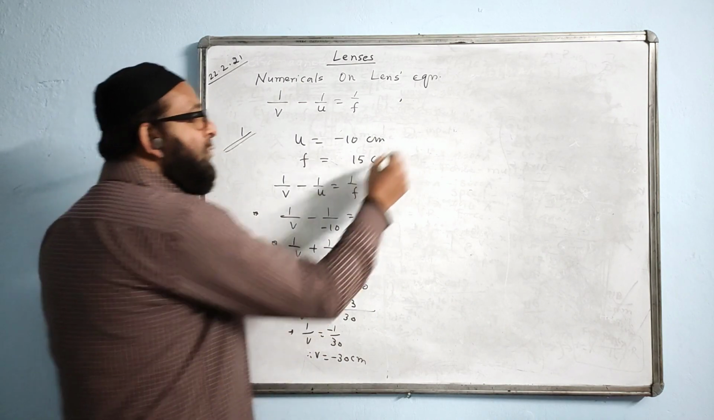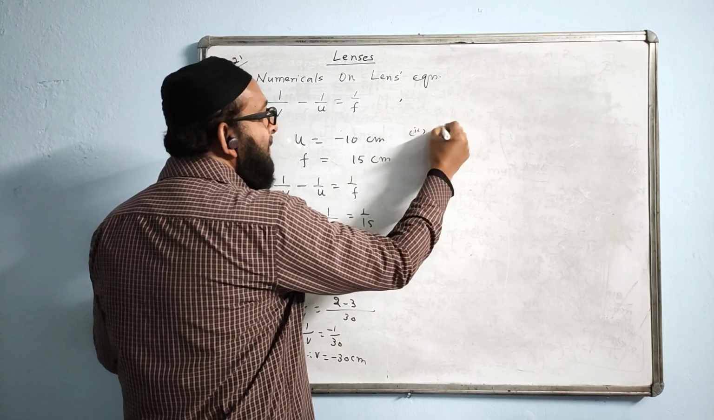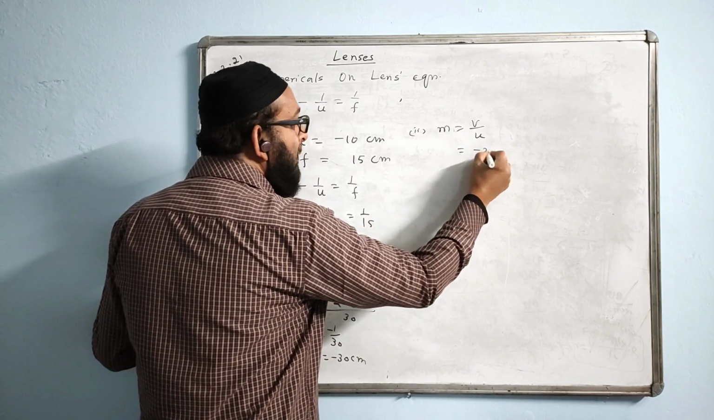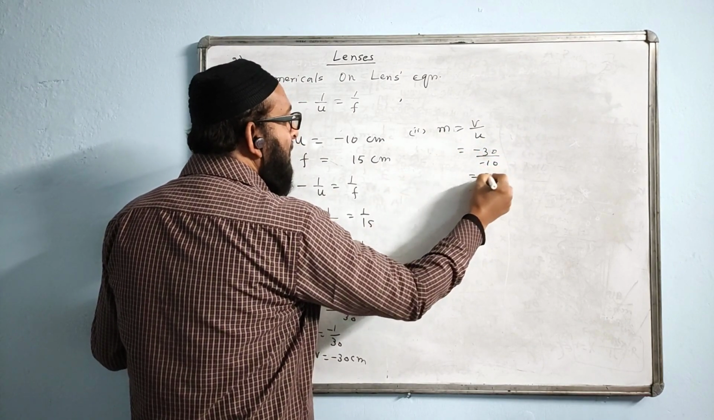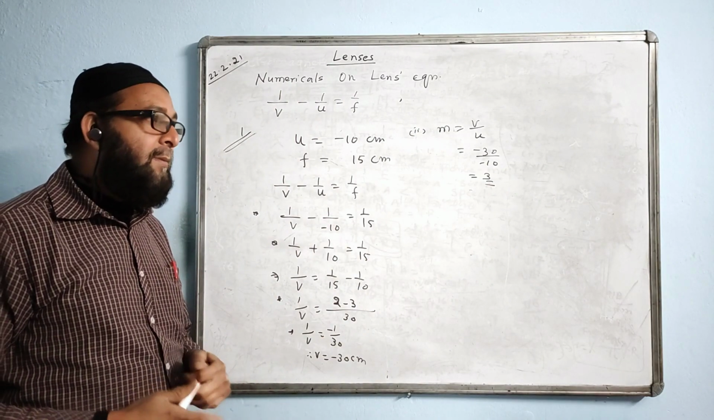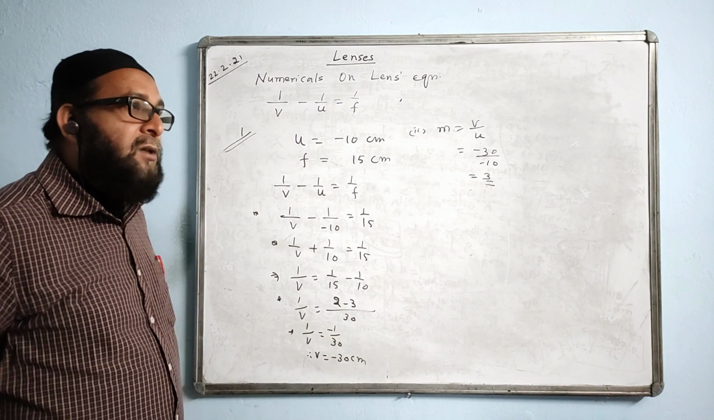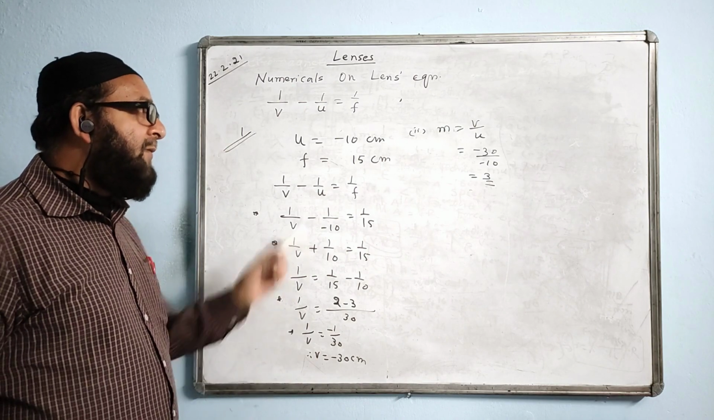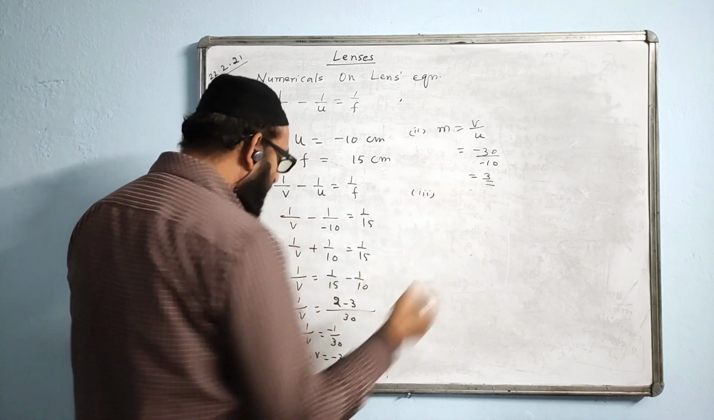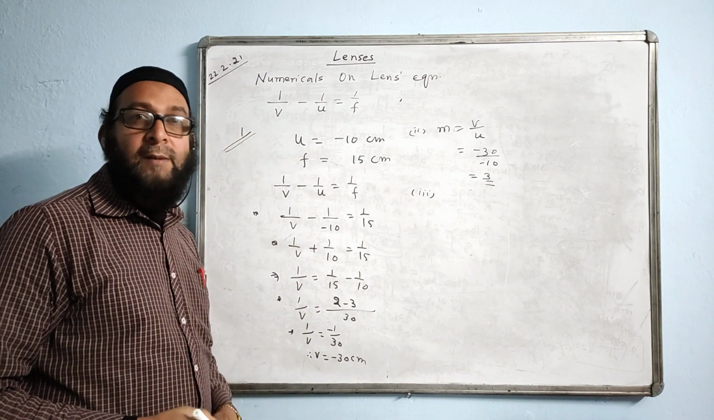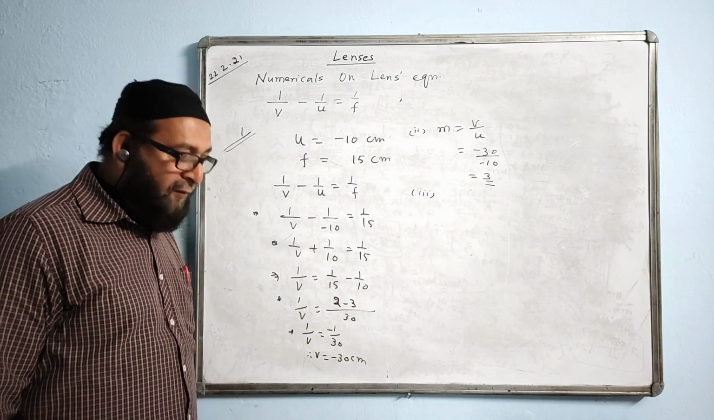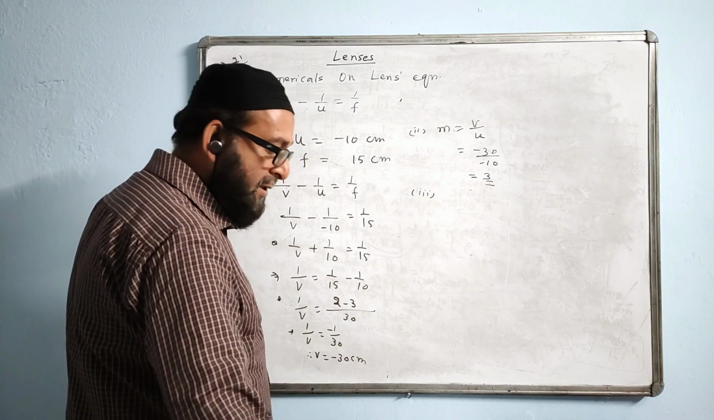Question number 2 says find the magnification. The formula for M is V by U. The value of V is minus 30 and the value of U is minus 10. The answer will come 3. That is 3 times magnified, because the answer is more than 1, so it will be magnified, 3 times enlarged. And the third part is about nature. What is the nature of this image? The image is virtual, erect, and 3 times magnified, 3 times enlarged. We can say that.